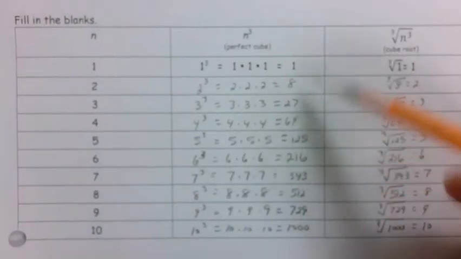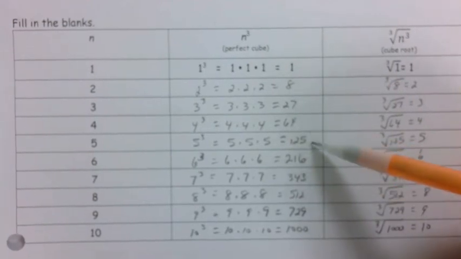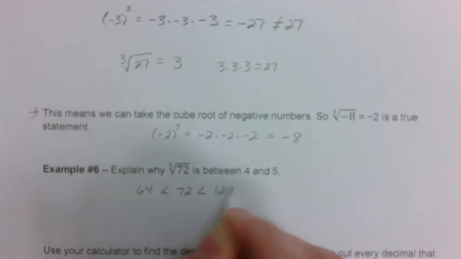But I can look for the perfect cubes that 72 is between. 72 is between 64 and 125. Those are two perfect cubes. All right, so 72 is between 64 and 125.